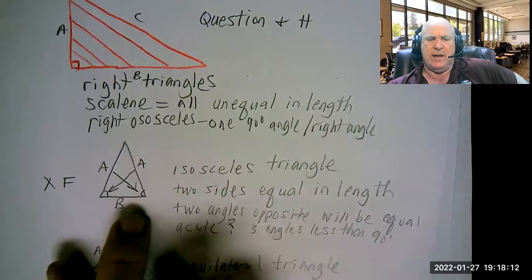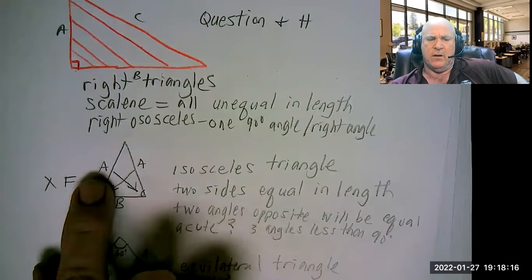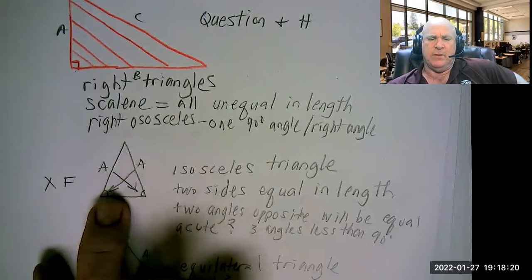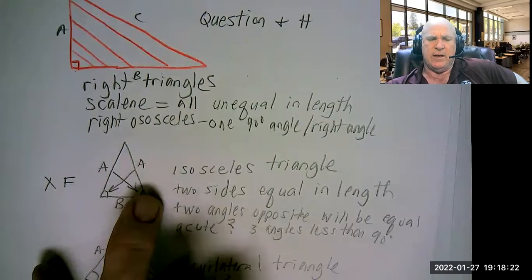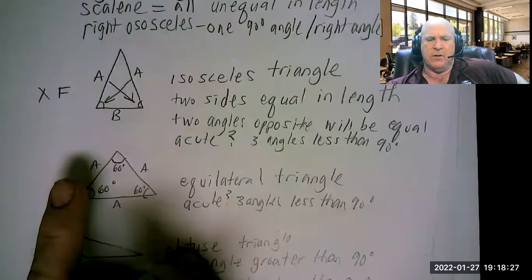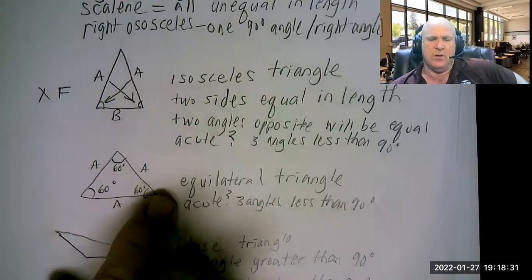There's side A and A of the same length. The opposites are the same angle. And equilateral, remember all three sides, A, A, A, are the same length, and all three angles are equal. They all have to be 60 degrees.